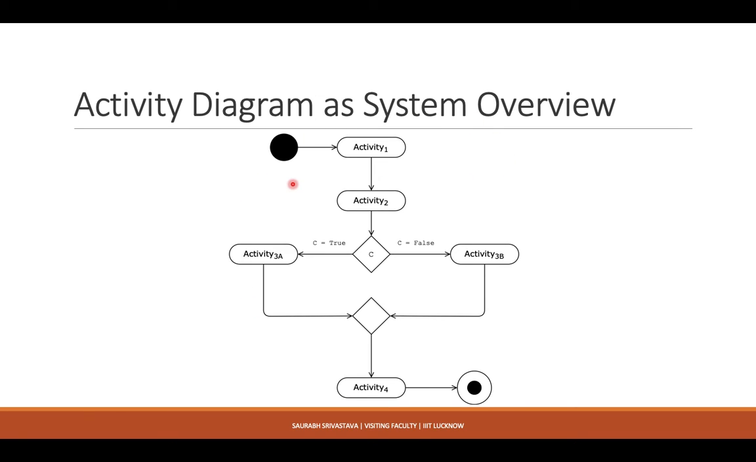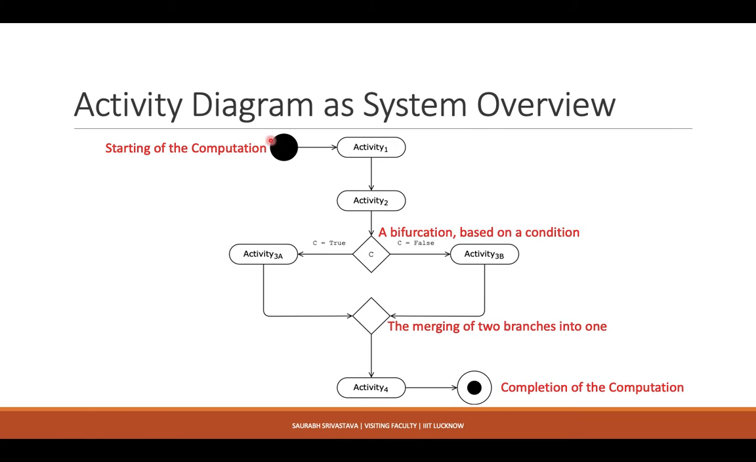You have some boxes and you have some lines. Similar to a state diagram, you also have starting and ending indicators, which say that this is where you should start reading, and this is where you should end reading. Then there are activities, which are real world operations, and you can have bifurcations where you say this is a condition. If the condition is true, then this operation takes place. If the condition is false, this takes place.